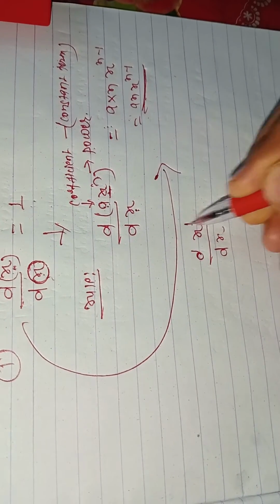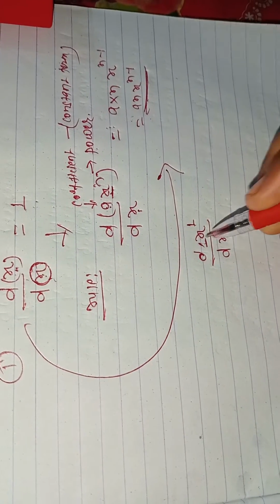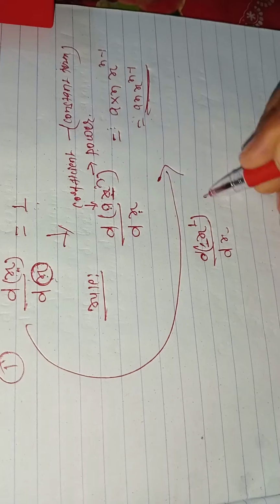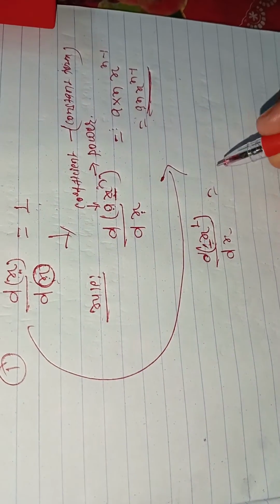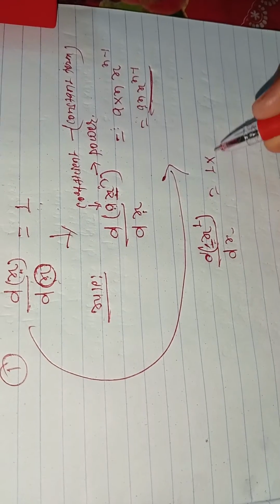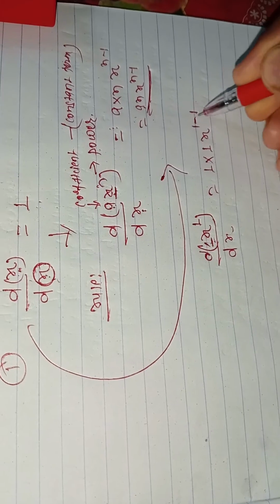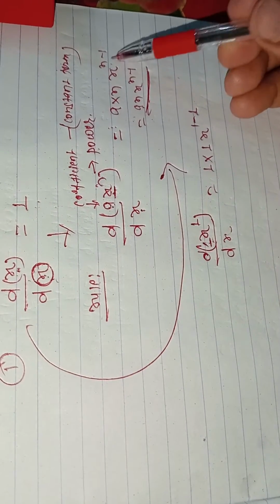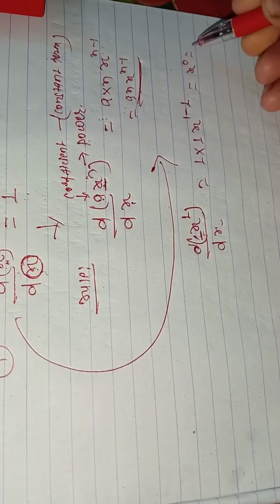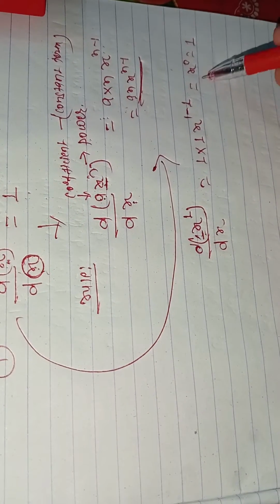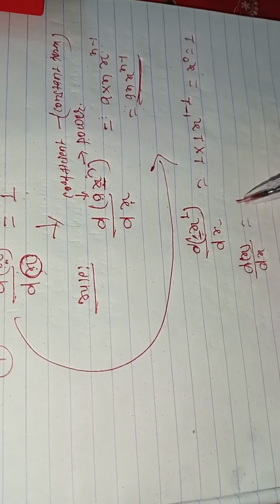So the power is nothing, you consider it 1. The constant is nothing, you consider it 1. So 1 times x to the power 1, according to this rule a means constant, so 1 is taken out, and then x to the power 1 minus 1. The rule is n minus 1, so 1 minus 1 gives you x to the power 0, which means 1. So we write that dx by dx equals 1.